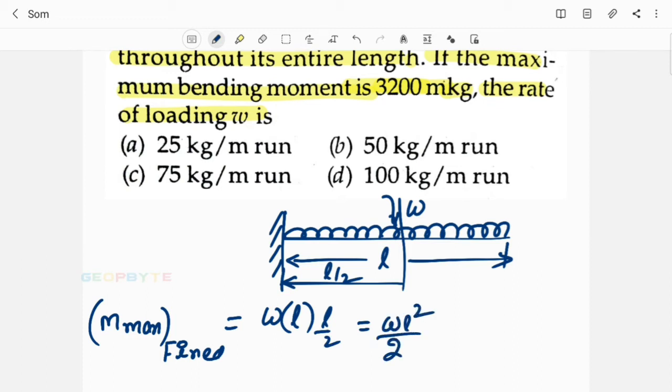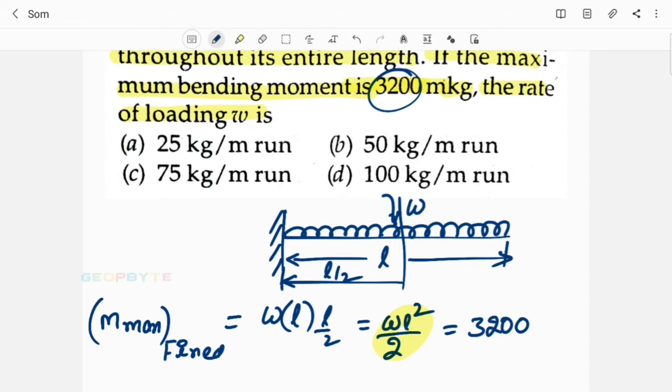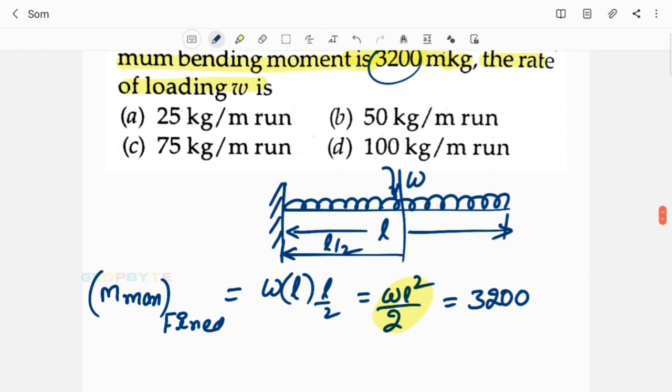Remember, if a cantilever beam is subjected to UDL over its entire length, the maximum bending moment is occurring at the fixed end with a magnitude WL square by 2. That maximum bending moment is given as 3200 kg meter. You are asked to find the W.